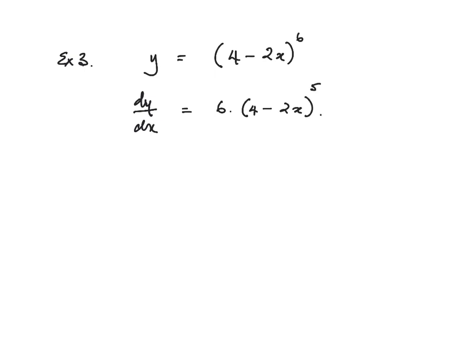Example 3, what about something like this? 4 minus 2x to the power of 6. Well, there's no way we can expand a bracket to the power of 6 except perhaps using the binomial theorem, but we're not going to do that. So the rule is we bring down the power, we leave the bracket unchanged, we reduce the power of the bracket by 1, and we multiply by the derivative of the bracket. If we differentiate 4 minus 2x, we get minus 2. The 6 and the minus 2 multiply together to give us minus 12.